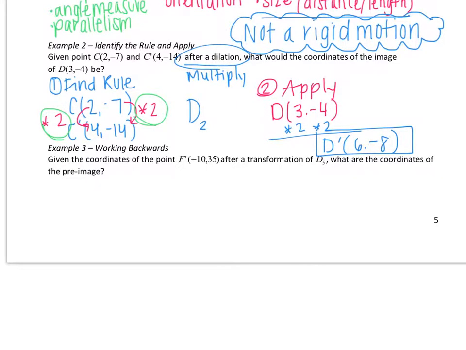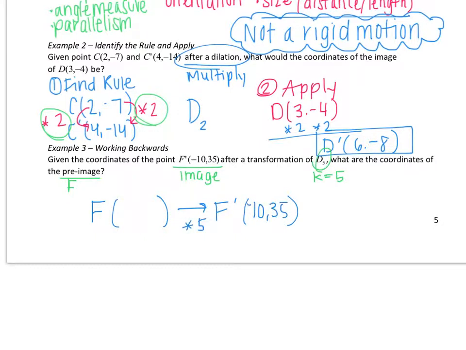Our last example here is looking at working backwards. We are given the point F prime, so this is the image after a transformation of D subscript 5. So that means our scale factor is 5, our K is 5. What are the coordinates of the pre-image? This would be F. I'm trying to work backwards here. So I went from F towards F prime at -10, 35 by multiplying by 5. So in order to go backwards here, I need to divide by 5.